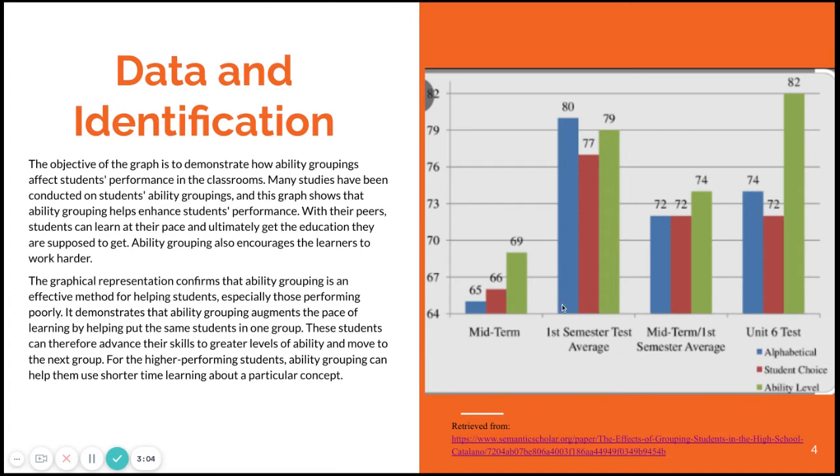So, taking a look at this graph, the data shows that in three of the four categories, students that were grouped by ability performed higher than the other categories that include alphabetical grouping and student choice.